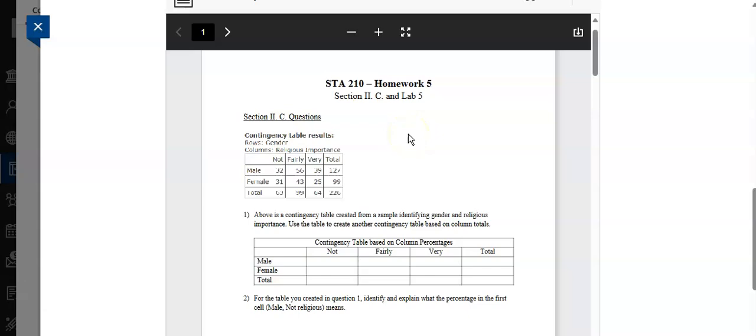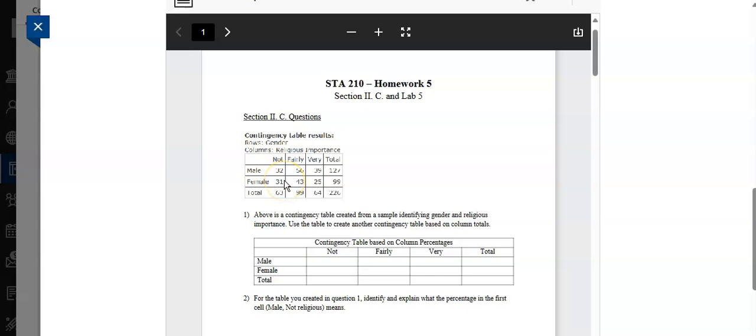Okay, so let's take a look at number one and number two here. You've got this contingency table up the top that has the rows with the gender and the columns with how much importance religion has for them. The first column, for example, represents people who don't see religion as important at all.